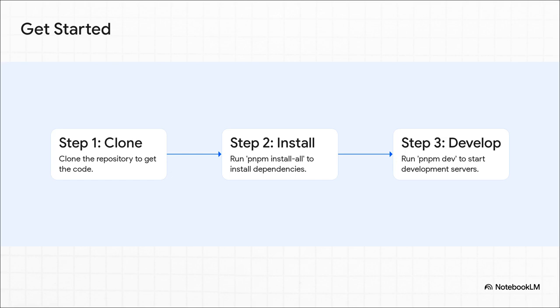And this, right here, is where you really see the power of that monorepo setup. Getting this entire app running is, well, it's kind of shockingly simple. You grab the code, you run one single command to install everything you need for both the front end and the back end, and then one more command to fire up the servers. That's it. It's that easy.